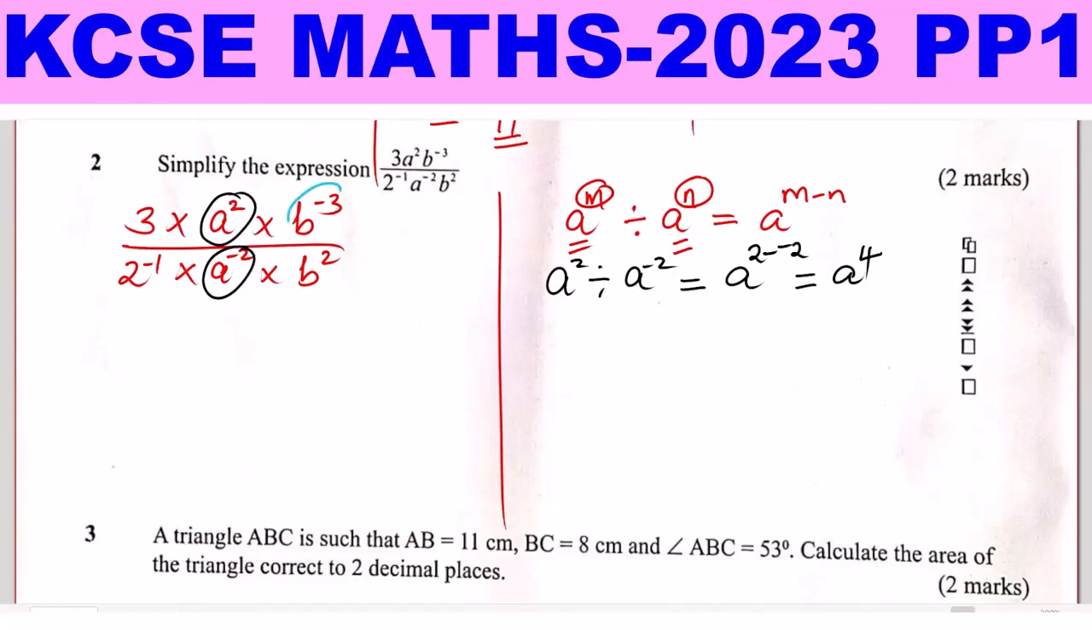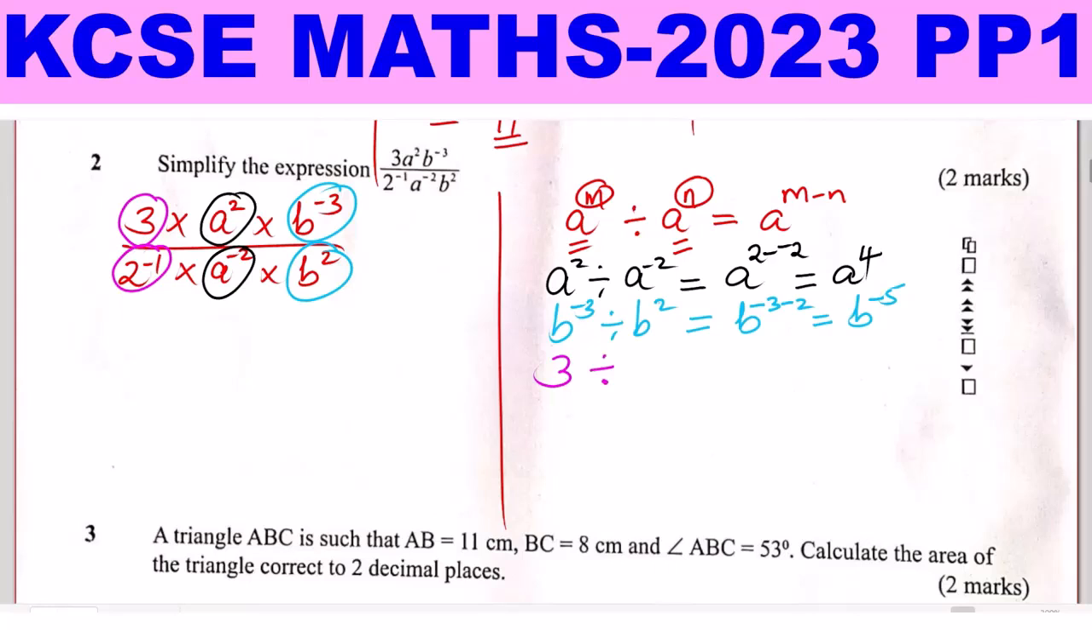The next one is b. So we have b raised to power negative 3 divided by b squared. Again, we subtract the powers, the bases are the same. So this will be negative 3 minus 2, and this will be b raised to power negative 5. Once you're through with that, now I can take 3 and 2 raised to power negative 1. So 3 divided by 2 raised to power negative 1. 2 raised to power negative 1 is the same as a half. So this one will give 3 times 2 divided by 1, which will give 6.